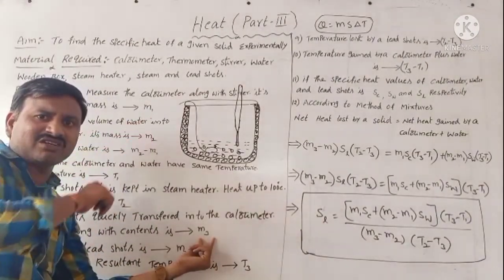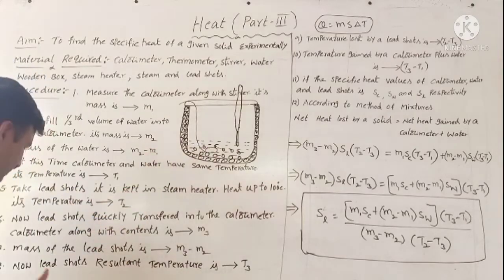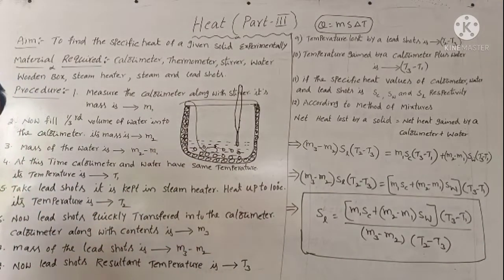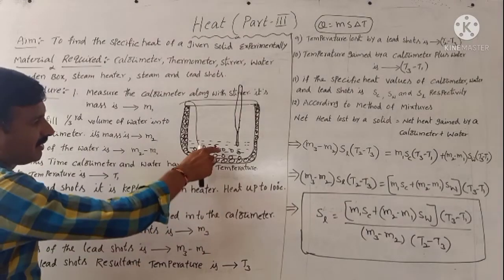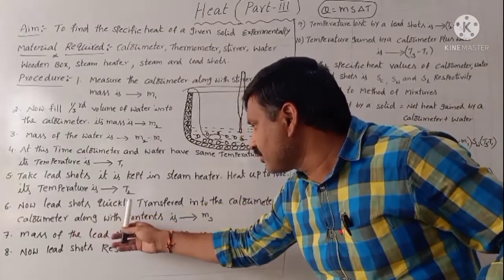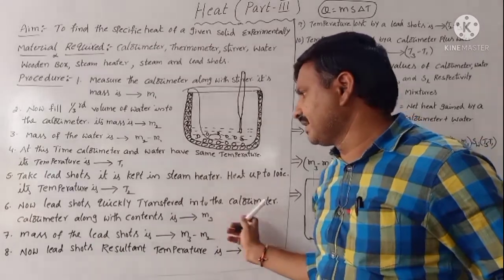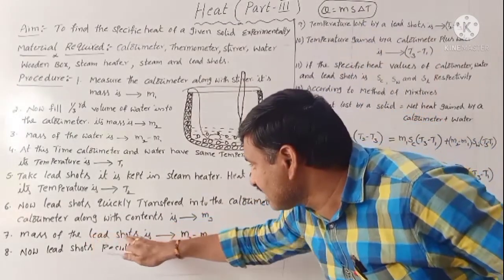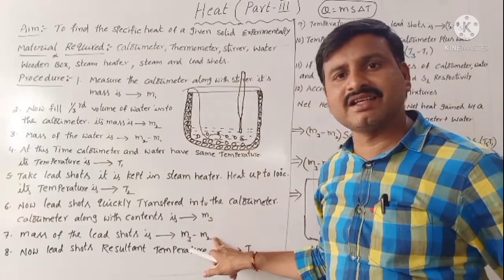Again, will the mass increase or decrease? Increase. So the mass of the lead shots is M3 minus M2. Before filling, the lead shots were quickly transferred into the calorimeter, and the calorimeter along with contents is M3. So the mass of the lead shots is M3 minus M2.